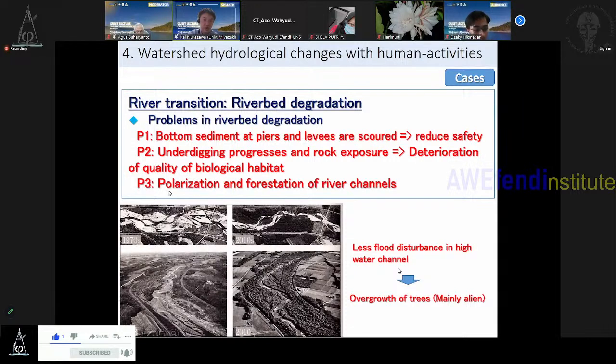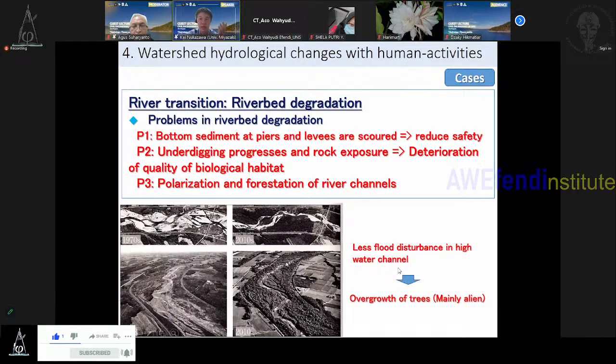And the third problem is the polarization and forestation of river channels. I'm showing the polarization of the river at the bottom. The left-hand side is a photograph taken in the 1970s, and the right-hand side was taken in 2010. You can see the river scenery dramatically changed, especially with forest cover. It is due to riverbed degradation.